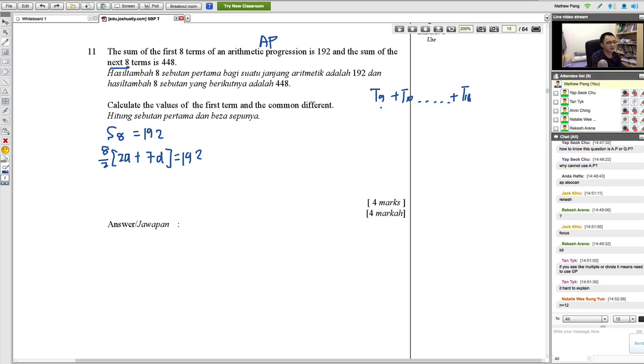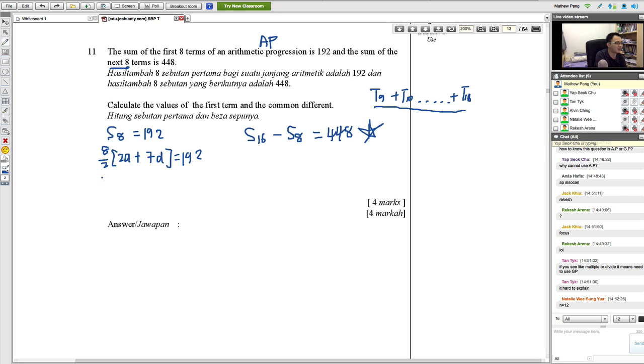Okay, so in order to get this right, what I will do is use the sum of all the 16 terms, meaning from first term to 16th, and I minus the first 8 terms. Then I should get 448. This is the important concept you must get in order to solve this kind of question. Then you just substitute your formula into it, then you solve the algebra.